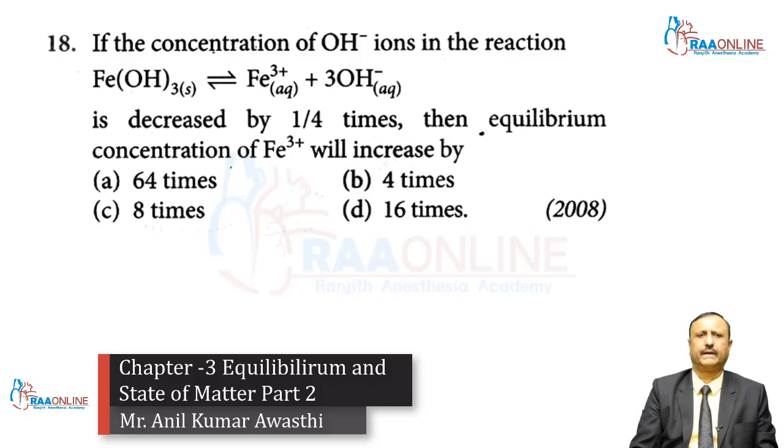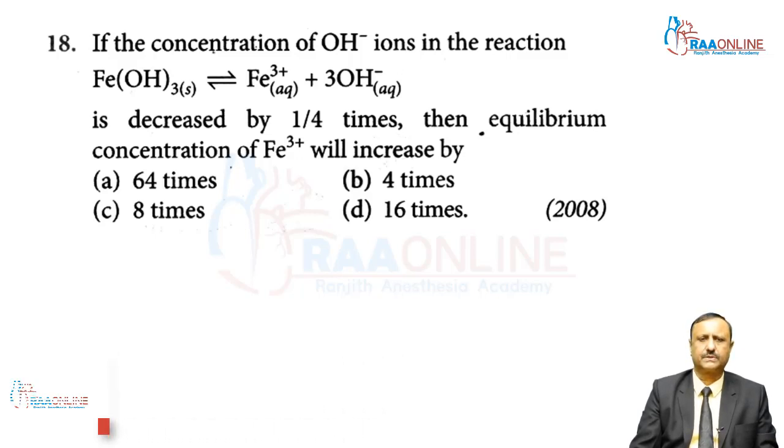Now we can see question number 18. Here, my dear students, if the concentration of OH⁻ ions in the reaction Fe(OH)₃ (solid) ⇌ Fe³⁺ + 3OH⁻ is decreased by 1/4 times, then the equilibrium concentration of Fe³⁺ will increase. My dear students, here the solid is not taken. So Kc depends upon the active mass of Fe³⁺ and the active mass of OH⁻ ions to the power 3. Here, my dear students, the concentration decreases by 1/4 when equilibrium is established.